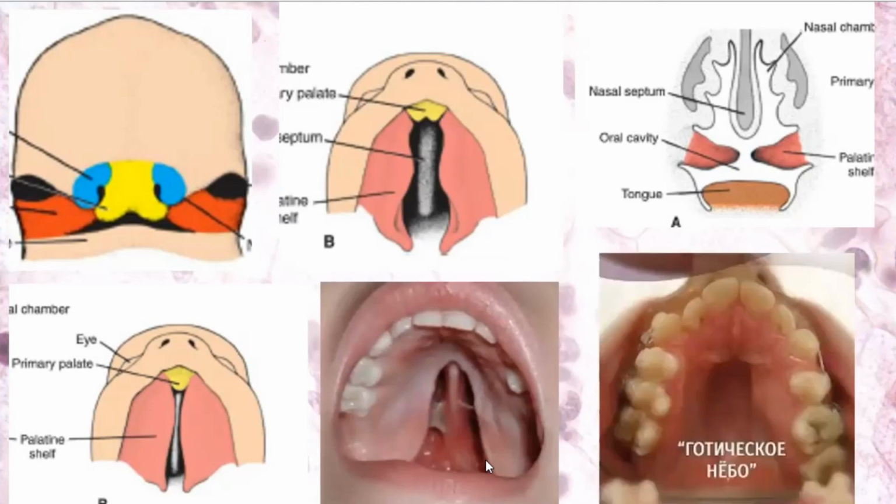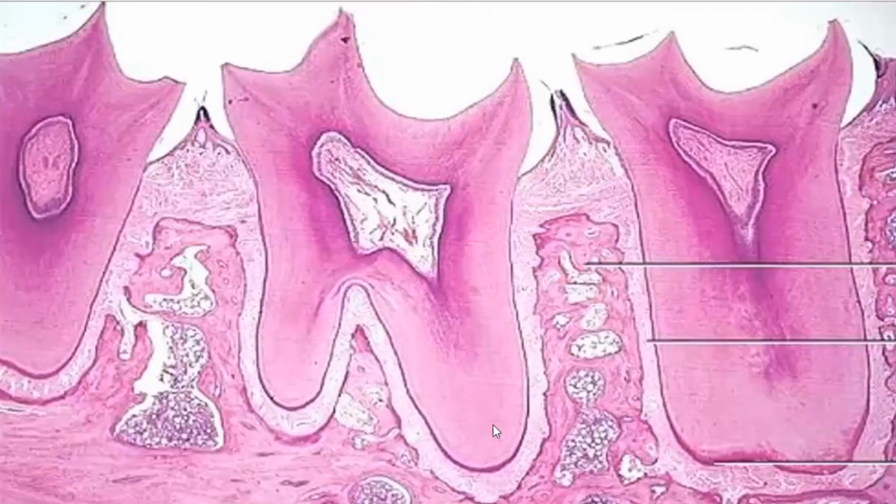And another mistake is the so-called Gothic palate. It's very high and it has a shape which reminds us of Gothic architecture. That's why it was called Gothic palate. It's also a mistake of the development of the palate on early stages of embryogenesis. So we have discussed embryogenesis of the oral cavity and face, and we can see that different mistakes of embryogenesis may cause different clefts in the oral and facial structures.